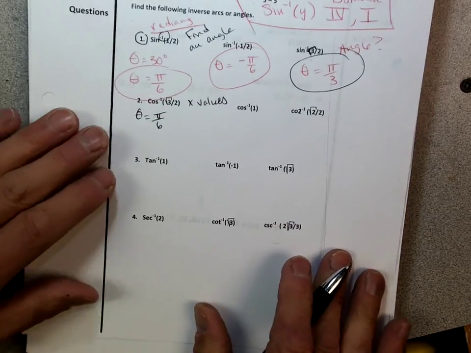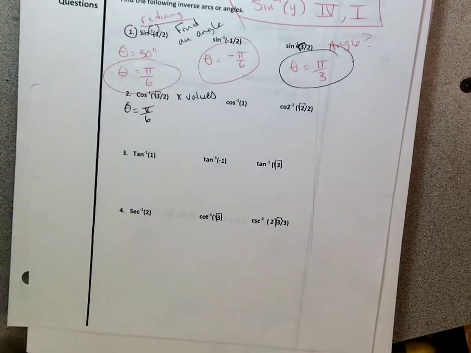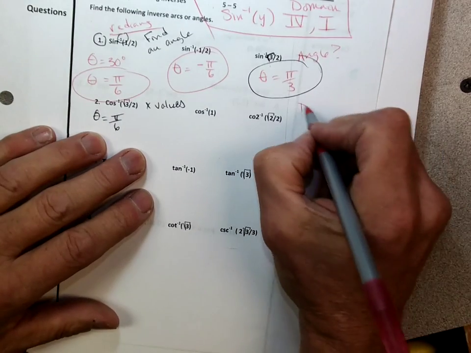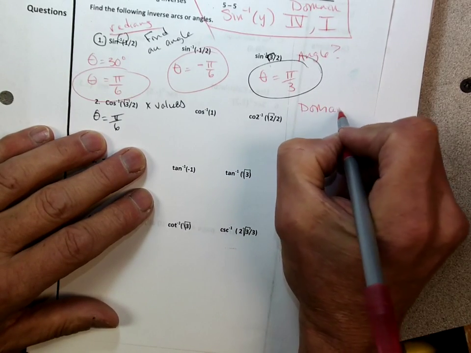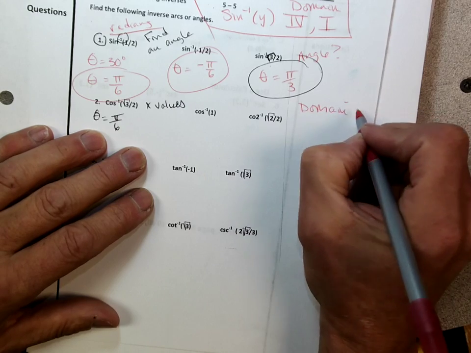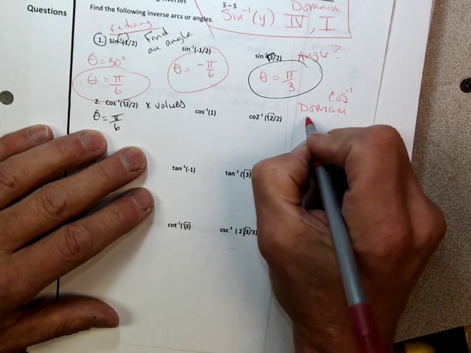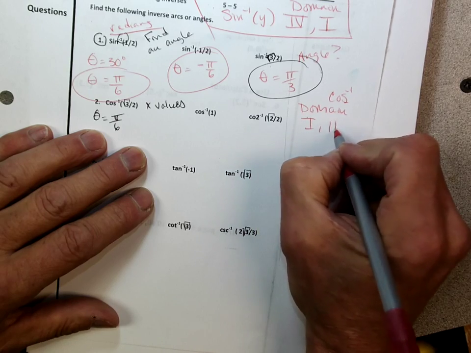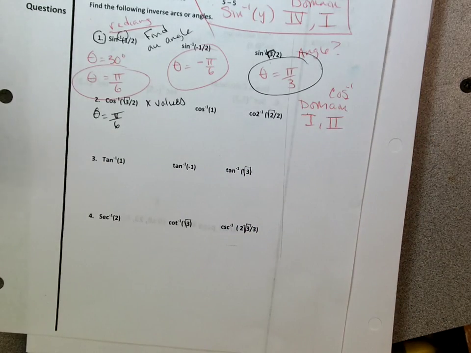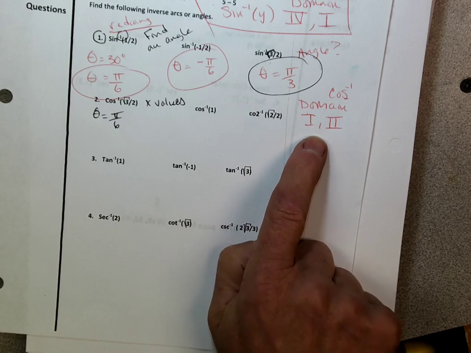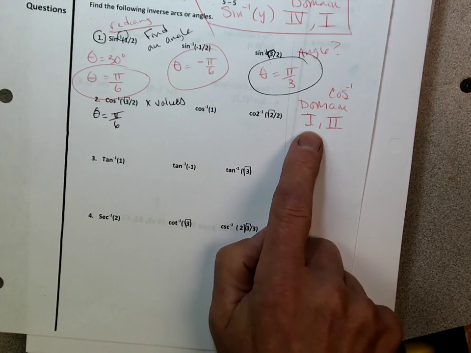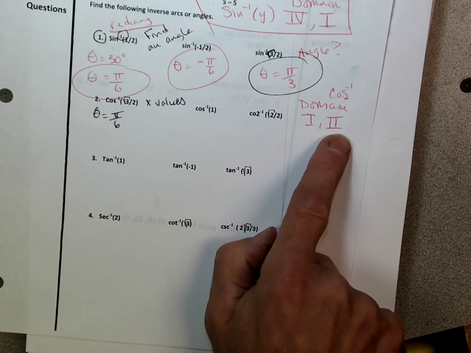Now the domain for cosine, let's write this down. Domain for cosine inverse is going to be quadrants 1 and quadrants 2. So when we're looking for any angle for cosine, we only take the angles in quadrants 1 or 2. I'll say it again. When I'm trying to find an angle for the inverse of cosine, I only find the answers in quadrants 1 and 2.